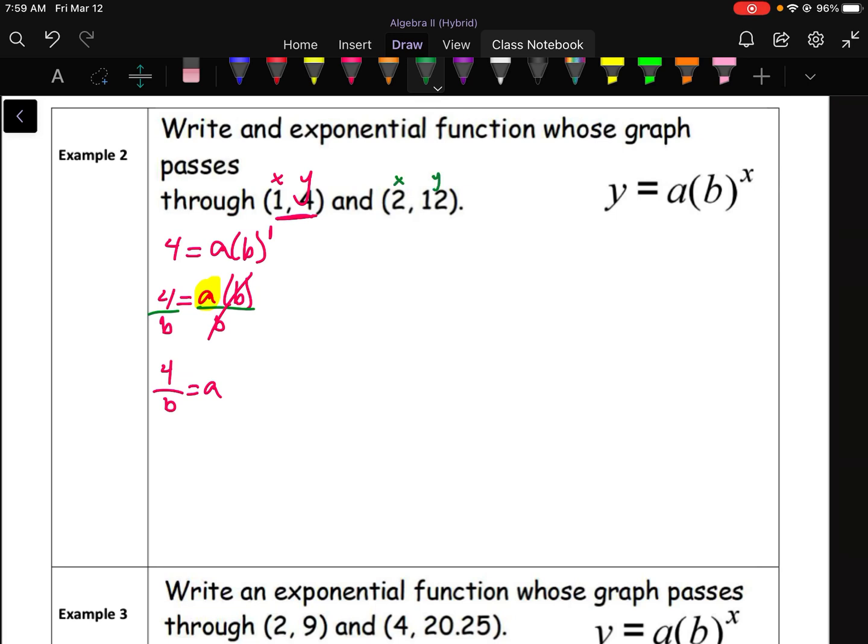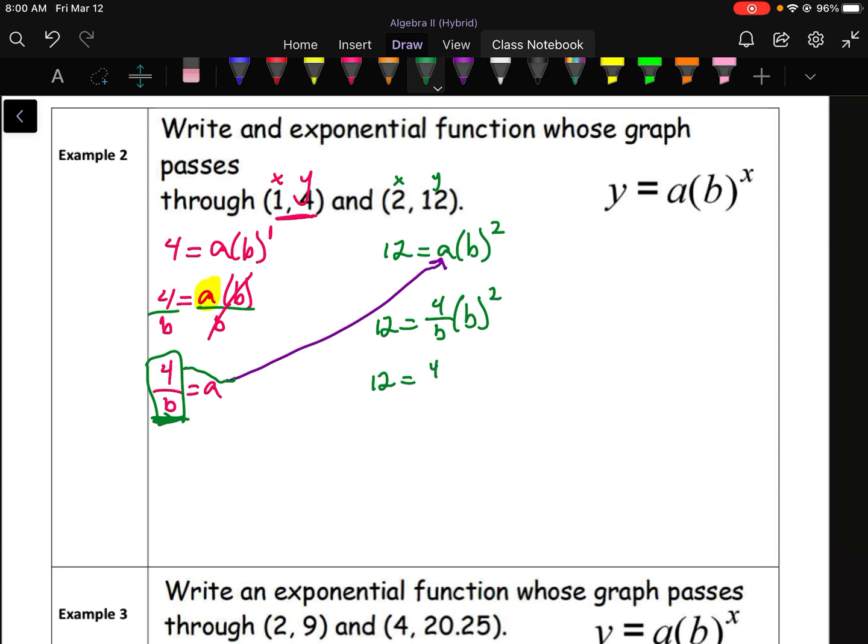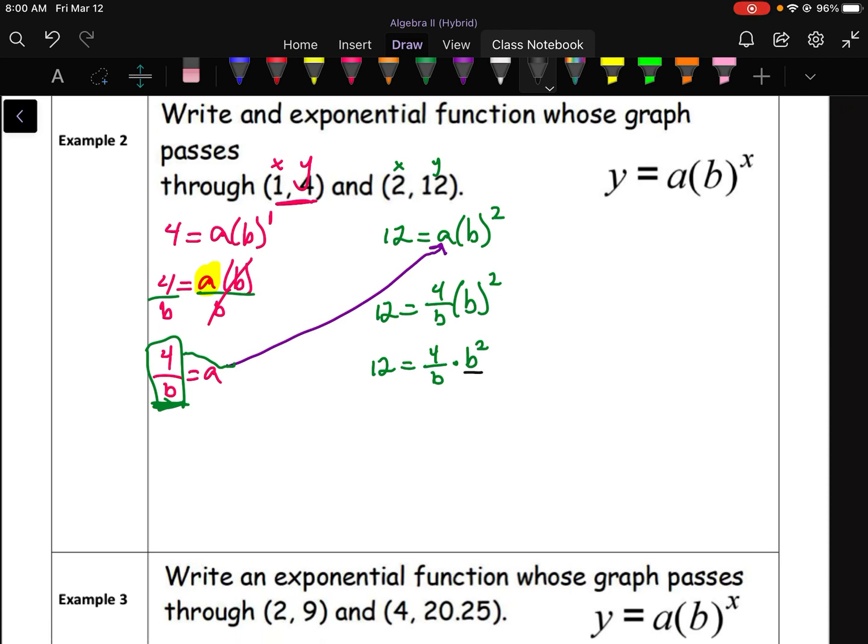So this is now x and y. We have 12 equals a times b to the second power. We're going to replace the a that we just found, so 12 is going to equal 4 over b times b squared. That gives us an equation with just one variable, b. If we clean this up, 4 over b times b squared, I can take away one of these b's, and you can cross-reduce fractions, so that reduces down to 1.